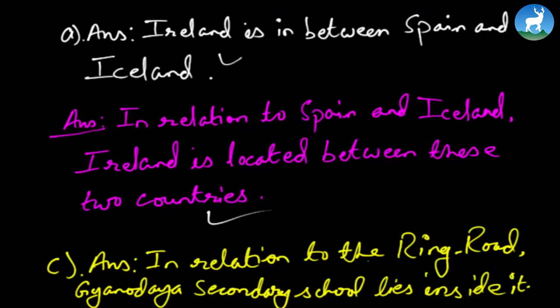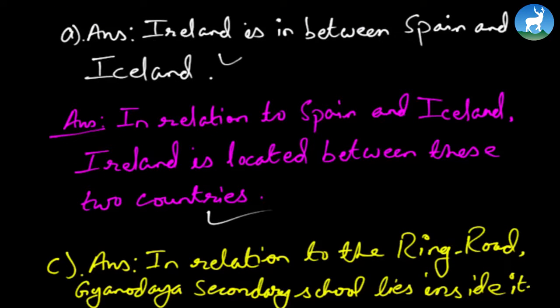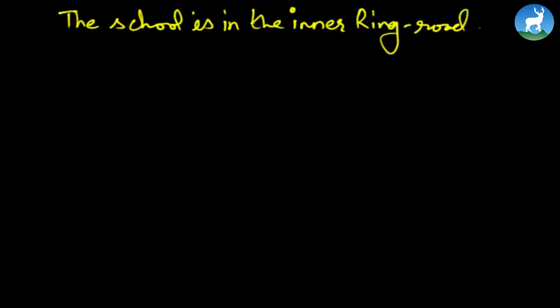And you can continue the answer. In relation to the ring road, Ganodaya Secondary School lies inside it. Or to give it a fine ending, you can continue the answer. And here you can write, the school is in the inner ring road. Okay, so again, let's continue to the next number.